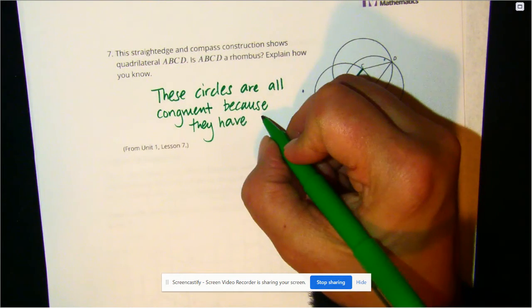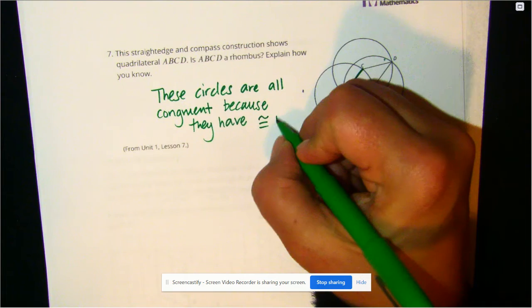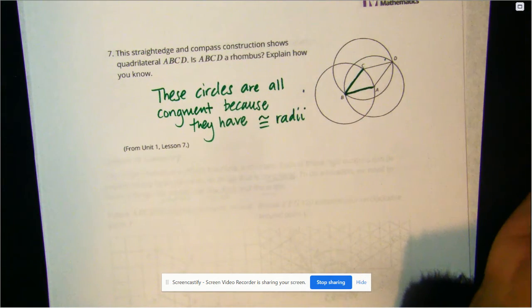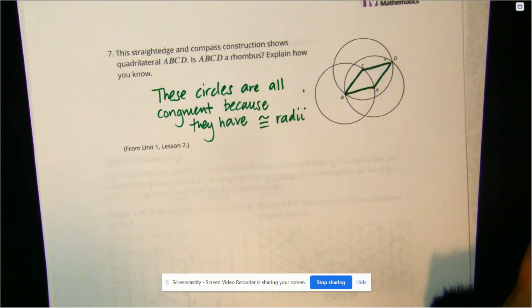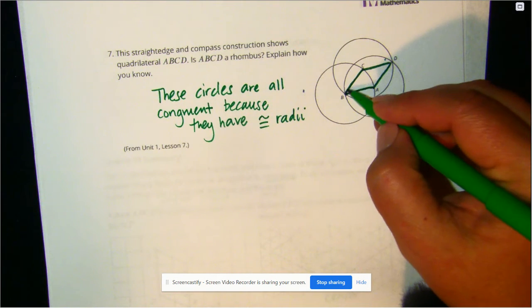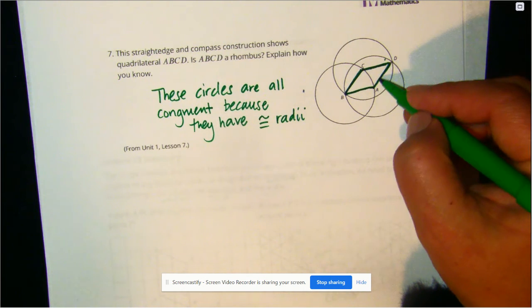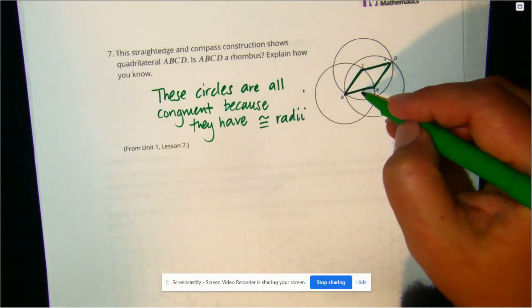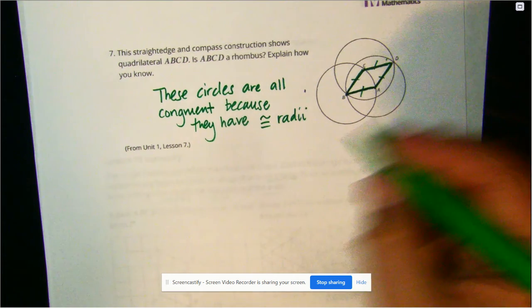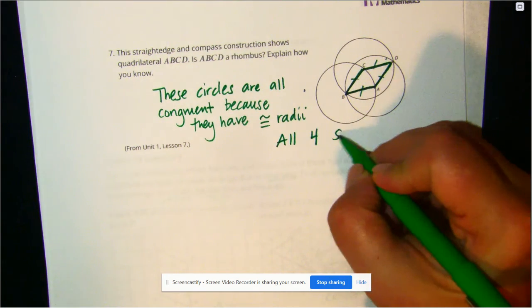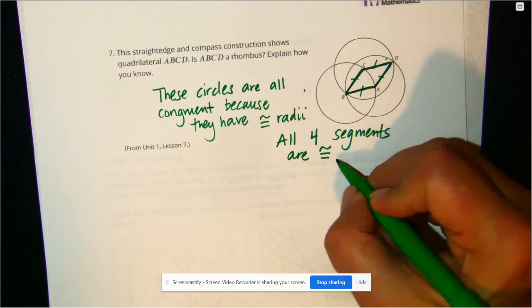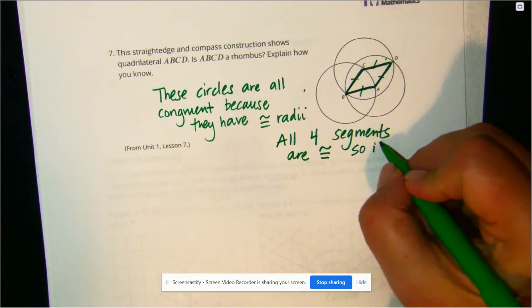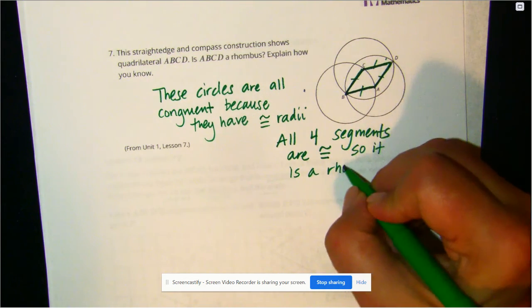They have congruent radii. And then if you look, because of that, these are all radii of those circles, which are all congruent. So these 4 sides are all the same length. All 4 segments are congruent, so it is a rhombus.